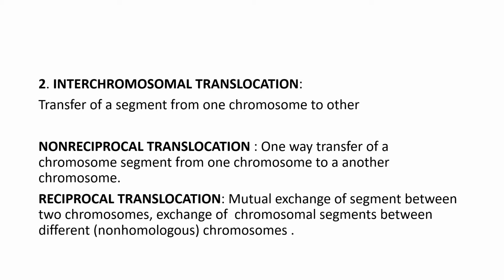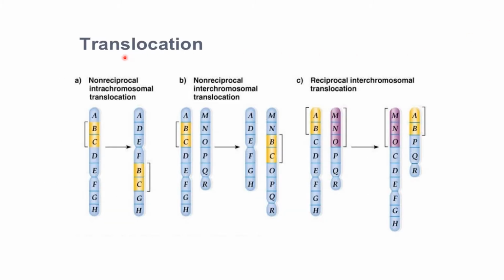In non-reciprocal type of translocation, there is only one-way transfer of a chromosome segment from one chromosome to another chromosome. In reciprocal translocation, there is mutual exchange of segments between two chromosomes, that is, exchange of chromosomal segments between different non-homologous chromosomes takes place. This is a photomicrograph to show different types of translocations.